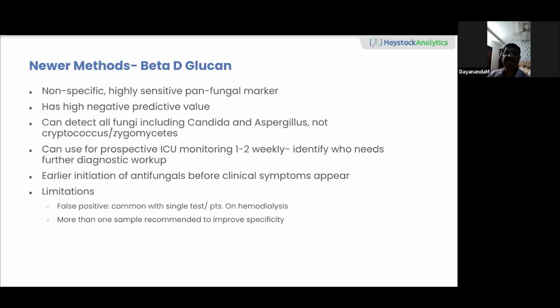Again, a limitation of beta-D-glucan is that false positives are common if you do a single test. As I said, you need to do a series of tests to predict reliably. When you do multiple tests, the sensitivity improves. False positives can especially come in patients who are already on dialysis. So more than one sample is recommended to improve the specificity of the test.